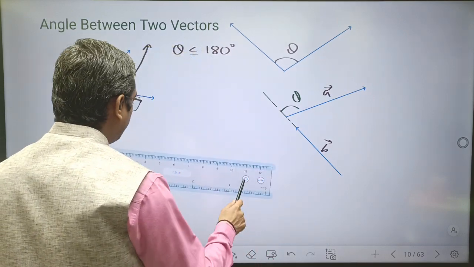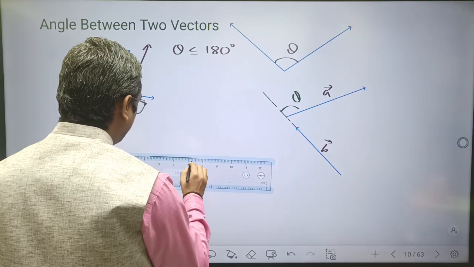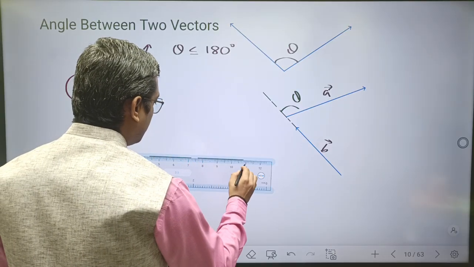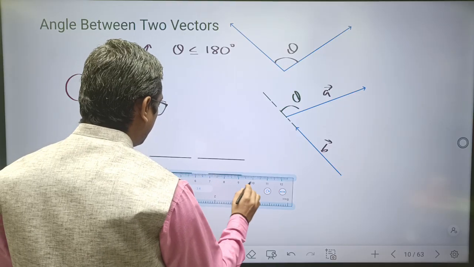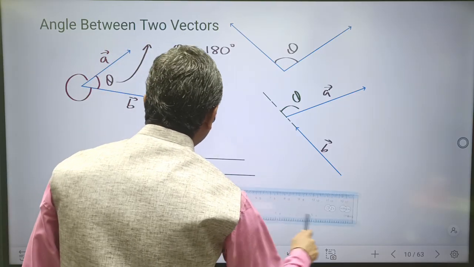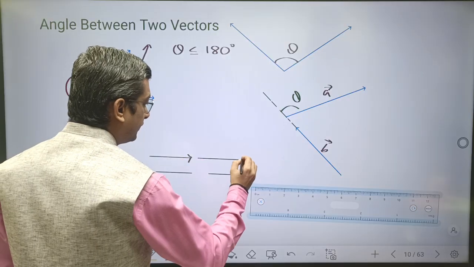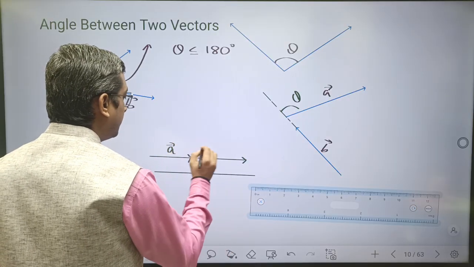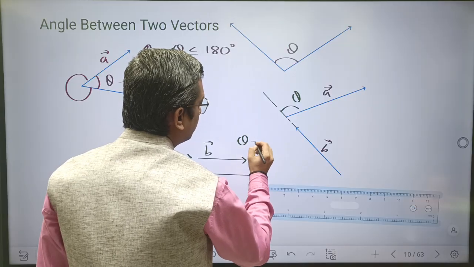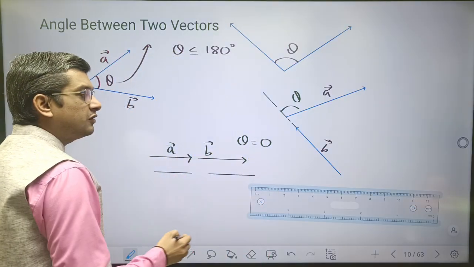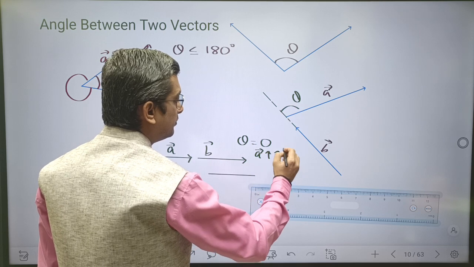Now, the second case: suppose the two vectors are like this one, the first vector and the second vector, both are parallel to each other. Suppose this is the first vector, this is the second vector, this is a and this is b. So the angle between a and b is 0 degree, because A is parallel to B.